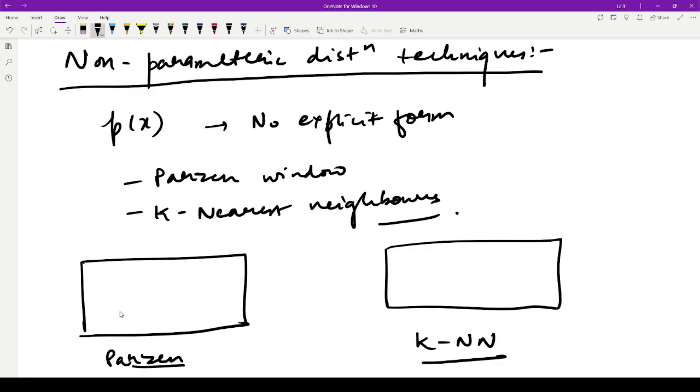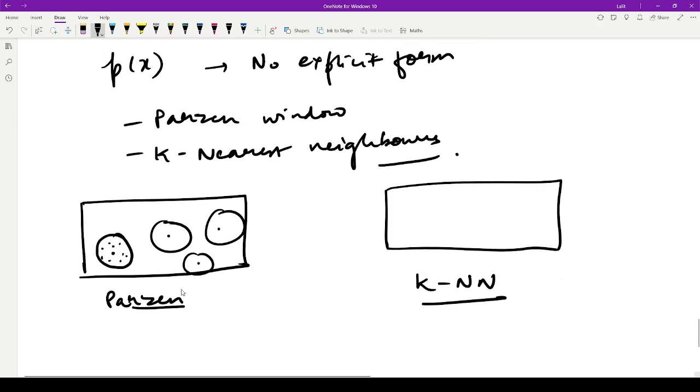Okay, so for the Parzen window, you fix the amount of volume there. For instance, if these dots are the data points, you fix the volume and see how many data points are there in that volume. Given this, your probability of x in the neighborhood of this point is given as k by n upon the total volume V, where k is the number of data points in this volume, n is the total number of data points in the space, and V is the volume.